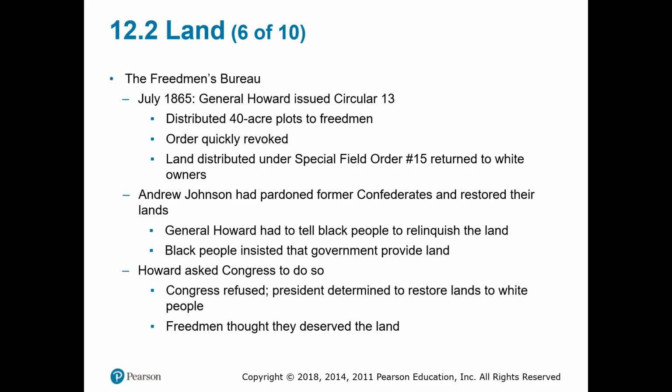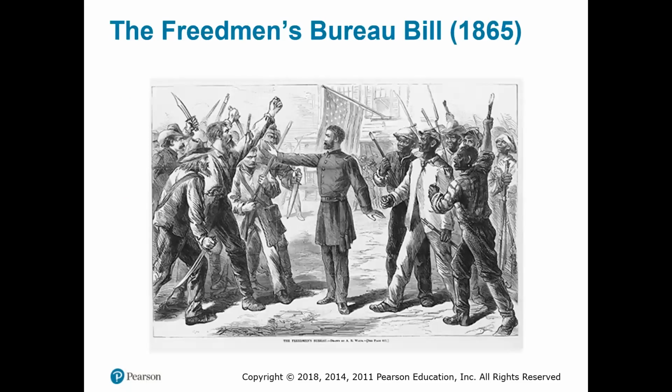So the land that was confiscated by the Freedmen's Bureau, given to Black people, was taken away and given back to those individuals and or their families, their estates. Freedmen thought that they deserved land. I don't think we were wrong at all.